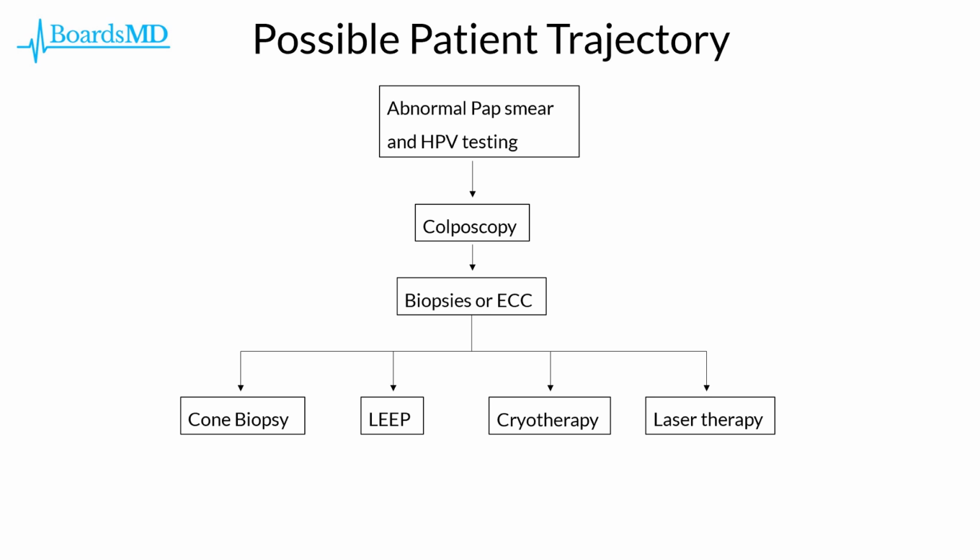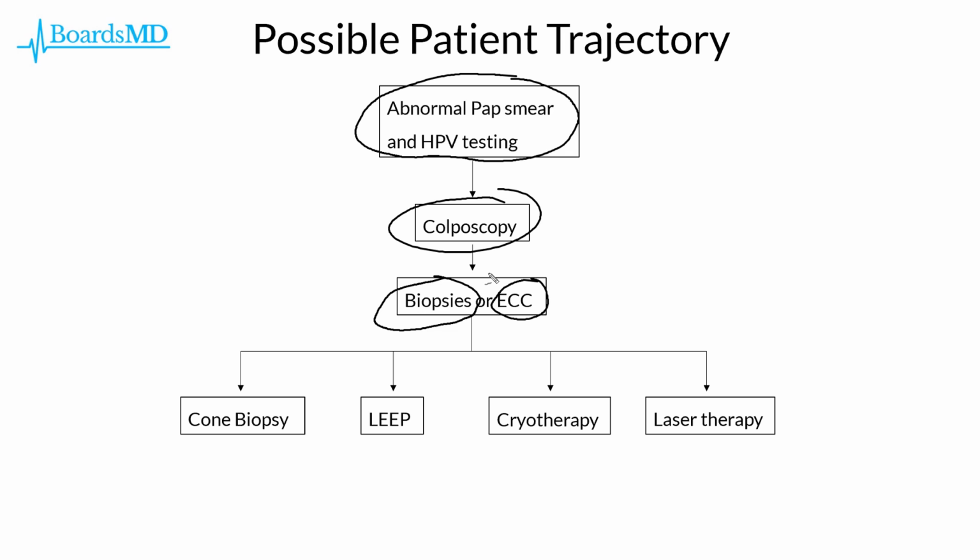Bringing all these different procedures together that we use in the evaluation of cervical dysplasia, we have here a possible patient trajectory. Now let's assume that you have a patient who has an abnormal pap smear or abnormal HPV testing, and you then go on to perform a colposcopy. During that colposcopy, you may decide to perform some small biopsies during the procedure of suspicious areas, or you may go on to use an ECC. If the ECC demonstrates low-grade dysplasia, such as CIN1, then you may see clinically the use of cryotherapy or perhaps even laser therapy in order to get rid of these lesions.